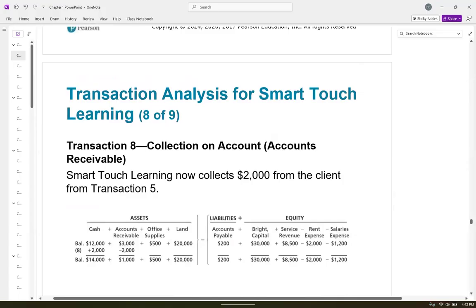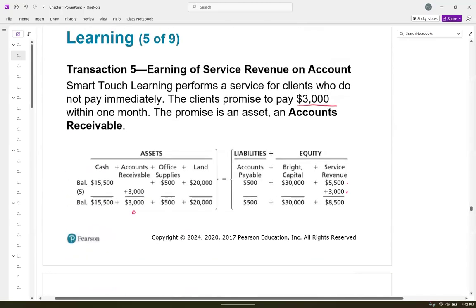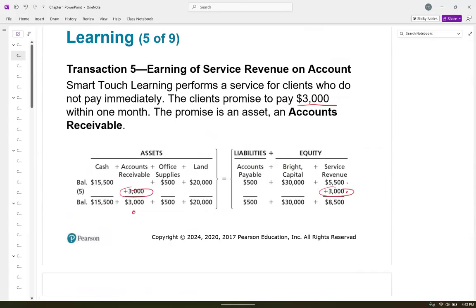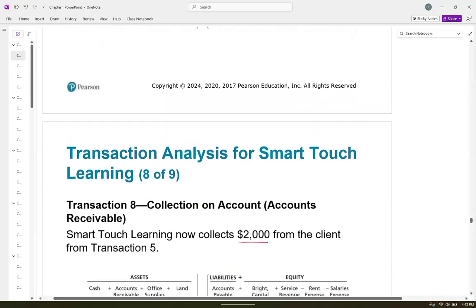All right. So now we have transaction number 8. So Smart Touch Learning now collects $2,000 from the client from transaction 5. Let's go back up here and I want you to look at this transaction 5 again. Remember, we provided a service of $3,000. We did not get cash. We got a promise to pay cash. Okay. Some students will tell me that I need to go in there and now that they're collecting $2,000, record more revenue. No, we've already recorded the revenue. We're not recording revenue here. We're just recording that we got the cash.